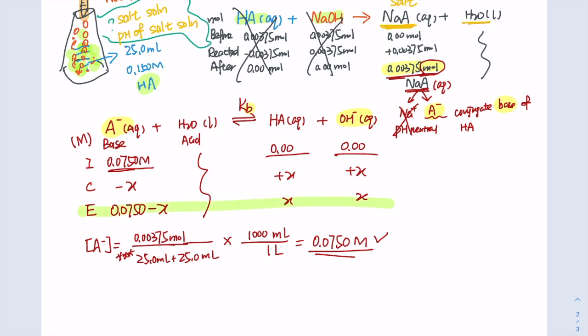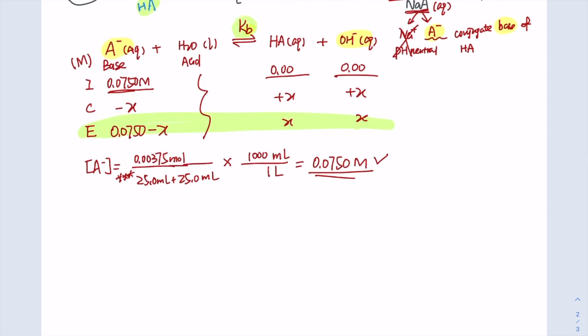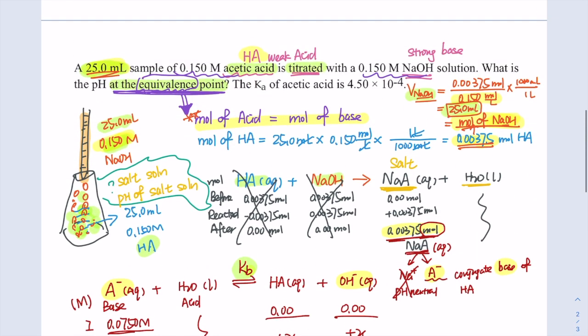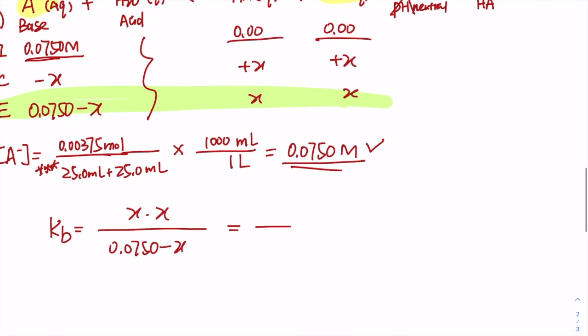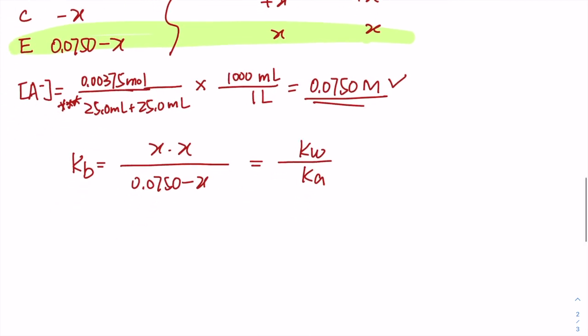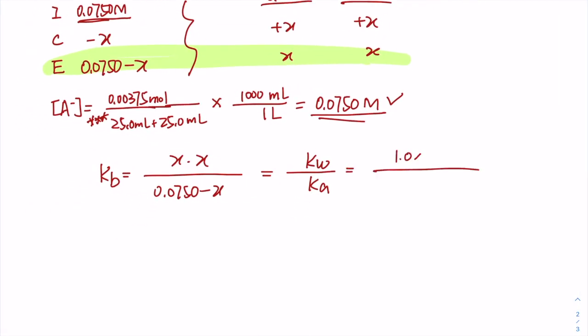All this information we needed to express our Kb. So Kb equals products over reactants, x squared over 0.075 minus x, and what does this Kb value equal? The question gives us a value, but is that Kb? No, it's Ka for the acetic acid. But we want to know the Kb of the acetate ion, which is the conjugate base of this weak acid. Don't worry, I totally know how to calculate that. Kb simply equals Kw divided by Ka. Again, the Kw value we know is 1 times 10 to the negative 14, and the Ka value is given from the question as 4.50 times 10 to the power of negative 4.